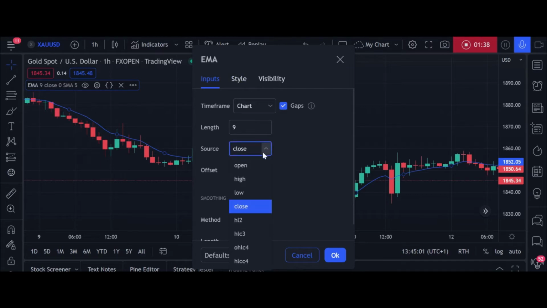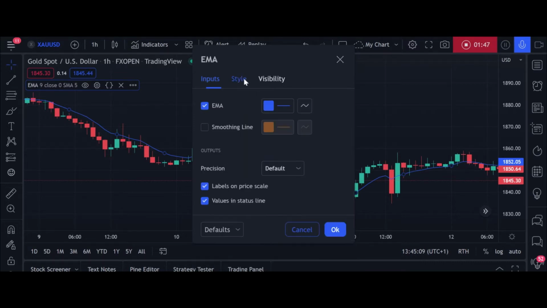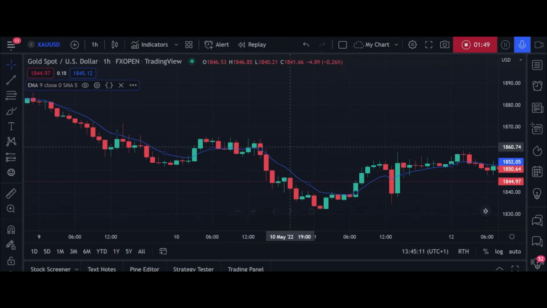We can also choose the open or close for the settings. The preferred setting is at the close of a candlestick. We will set our first moving average to a period of 9 and we will set the color to blue. Now let's repeat what we have just done and plot our second moving average. This time we will set the settings to 50 and color the moving average to yellow.